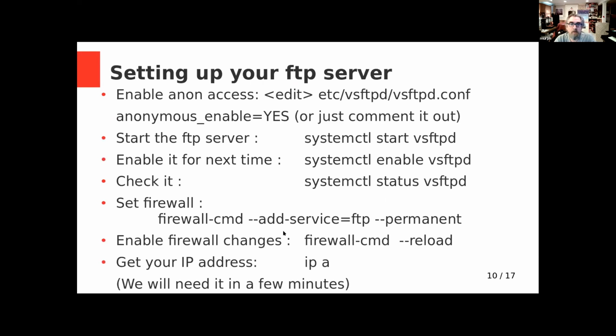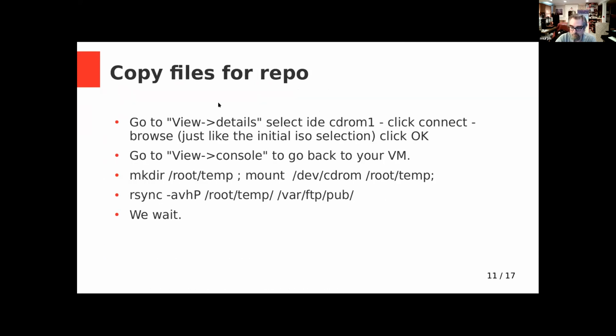So, setting up your FTP server. Unfortunately, there's a lot of text here, and I apologize for that. I'm going to flip back and forth a few times. So the first thing we need to do is enable anonymous access. So we need to edit, I'm going to use vi, you use whatever editor you're comfortable with, the /etc, and there should be a slash in front of that. Found a typo. So put a slash in front of that etc.